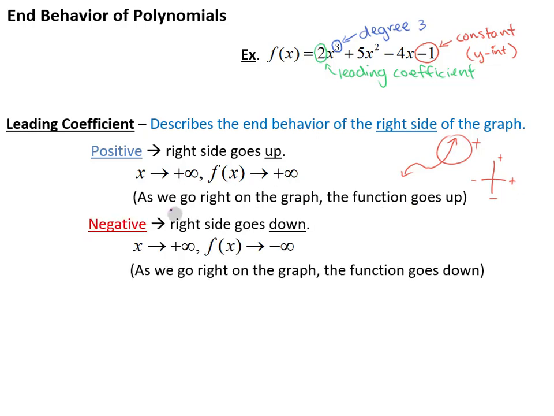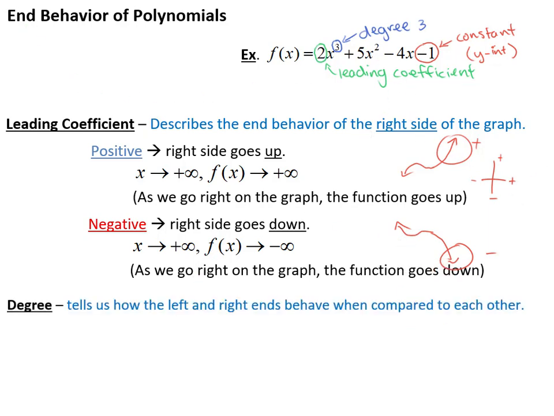If I get a negative leading coefficient, we know the right side is falling. Again, I don't know what's happening on the left side necessarily yet. It might be rising. It might also be falling. But I know the right-hand side is definitely falling. So the right-hand side is definitely going down. And this says as we go right on my graph, my function is going down towards negative infinity. So as we go to the right, my graph is going towards the negative numbers. It's going down on the right.